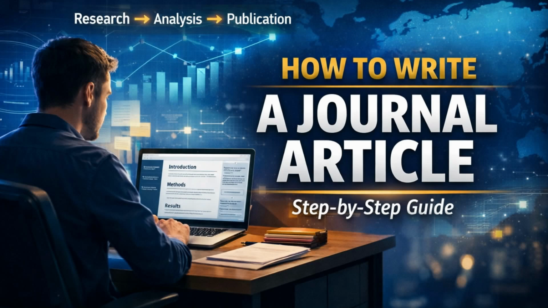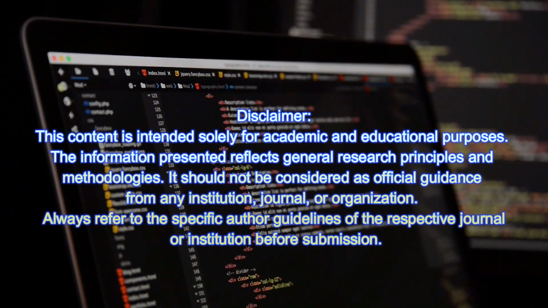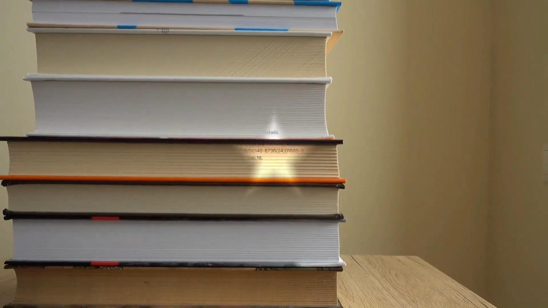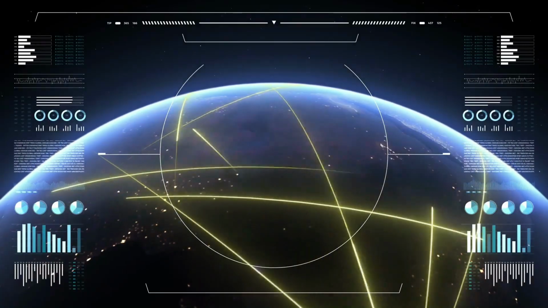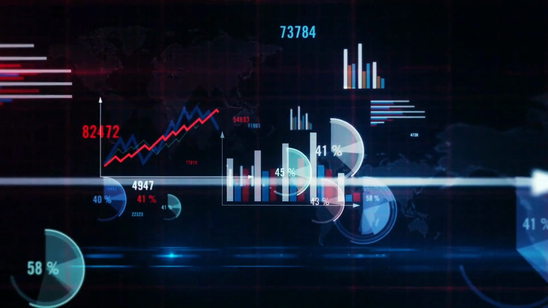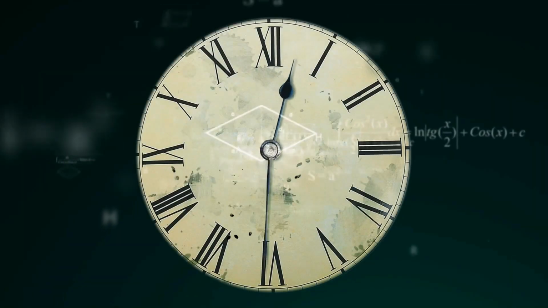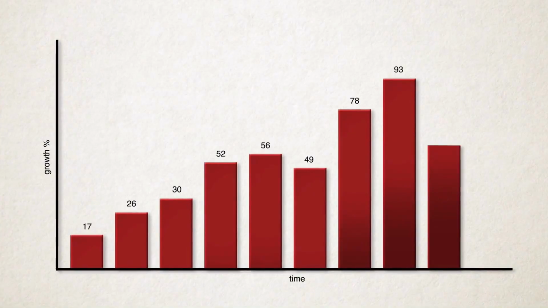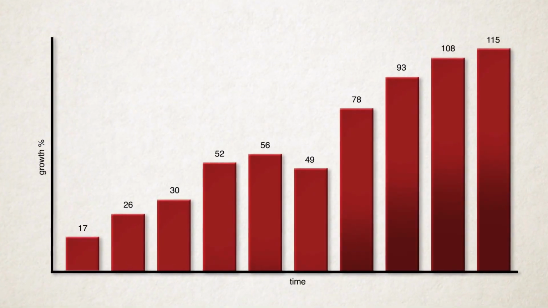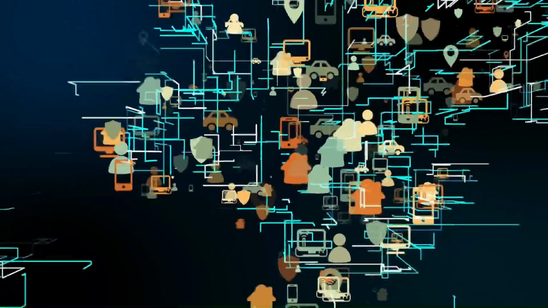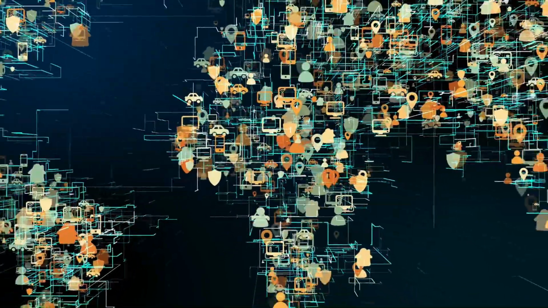Have you ever wondered how research turns into published knowledge? How ideas in a notebook become articles read across the world? Behind every published journal article is not just intelligence, but a structured process. Many researchers struggle, not because they lack knowledge, but because they lack a clear roadmap.